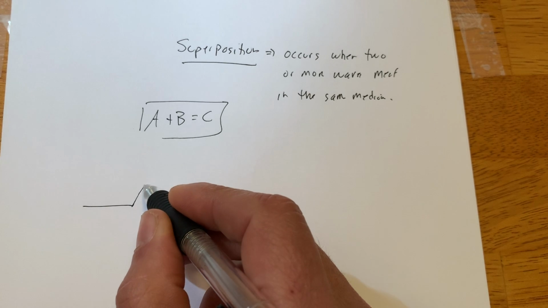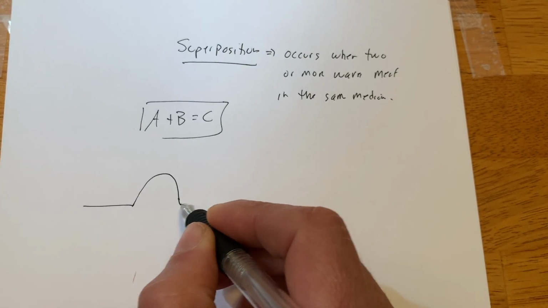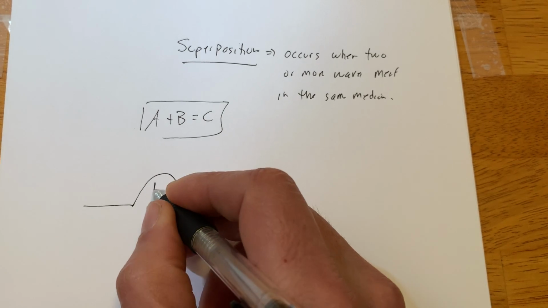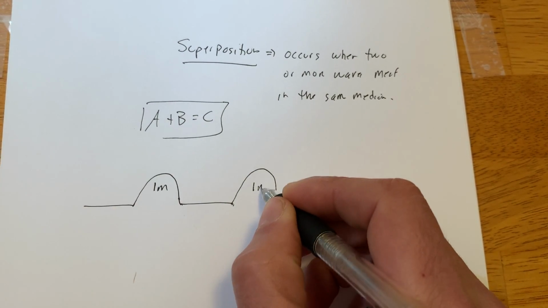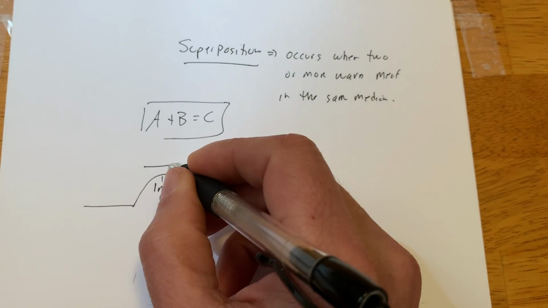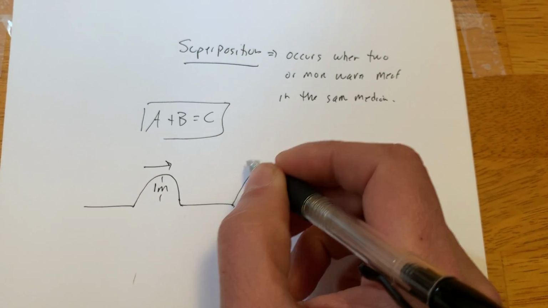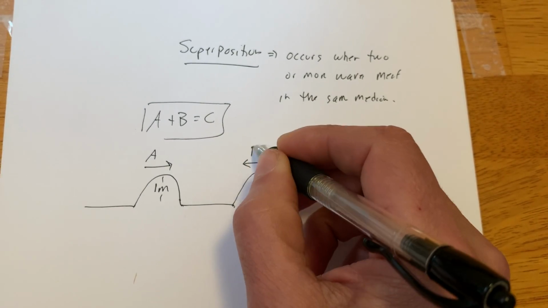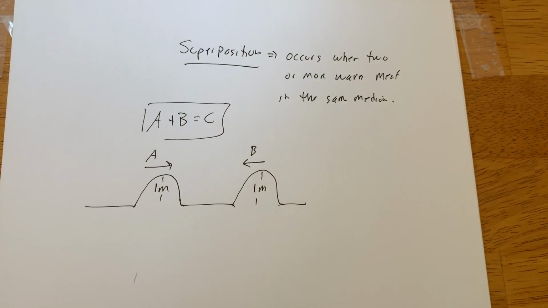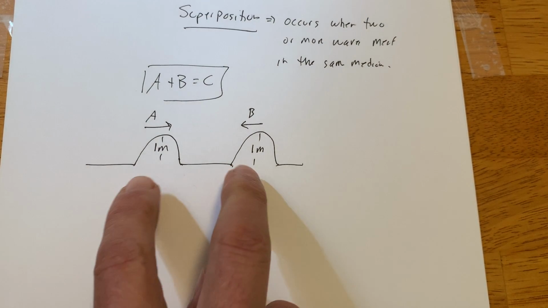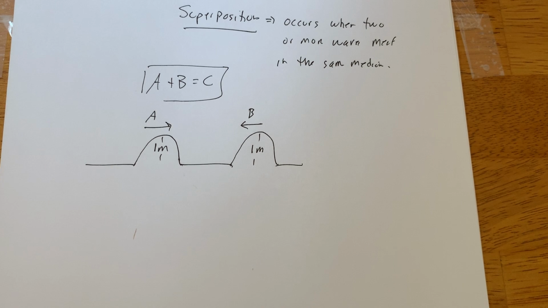Let's suppose I have the same medium, which is a string, right? I'm going to put 2 waves in this string. I'm going to say this is 1 meter. That's also 1 meter. Let's always make the amplitude 1 meter. Let's say this guy is going to the right, and then this guy is going to the left. Let's call this A, and let's call this B. Okay? So now, what's going to happen when these 2 waves meet in the same medium?